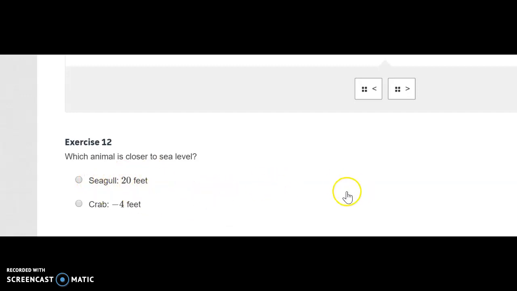Which animal is closer to sea level? Remember, sea level would be 0. So is it closer to be 4 feet or negative 4 feet, or is it closer to be 20 feet? Well, of course, the crab is going to be closer. He's only 4 feet away from 0.